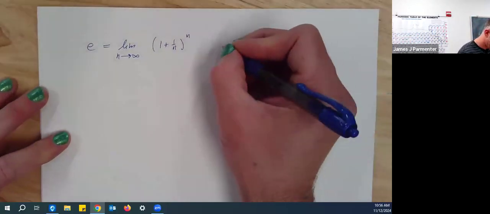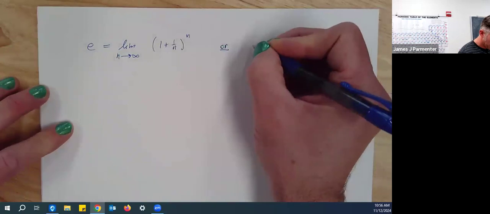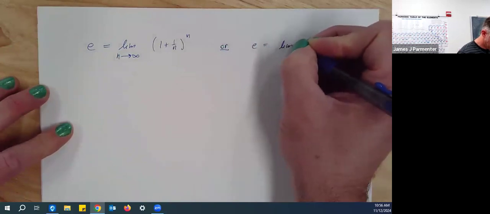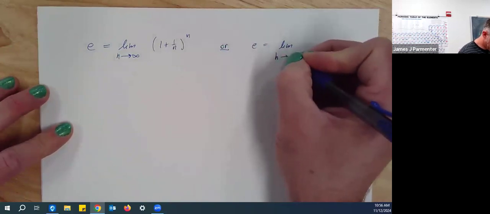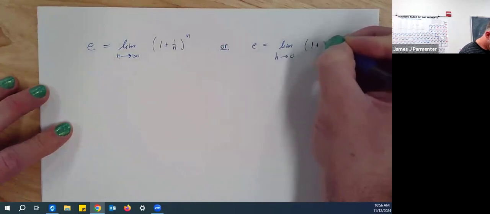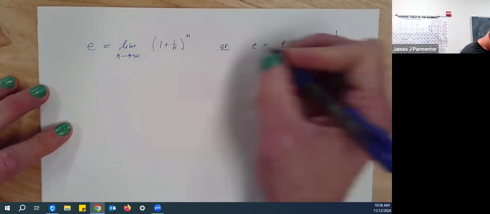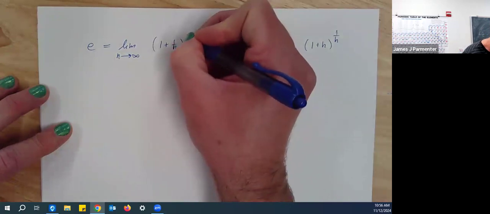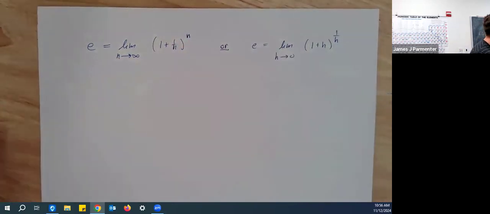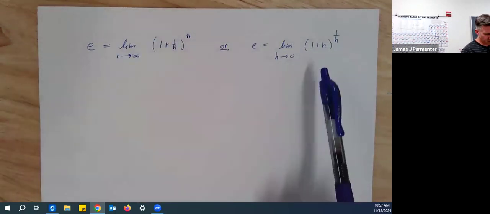Equivalently, you could also say e is equal to the limit as h approaches 0 of (1 plus h) to the 1 over h. And apologies that my n's and my h's do not look that different. It's the same thing, just different. I know it's kind of terrible, but sometimes it's more useful to look at it this way.